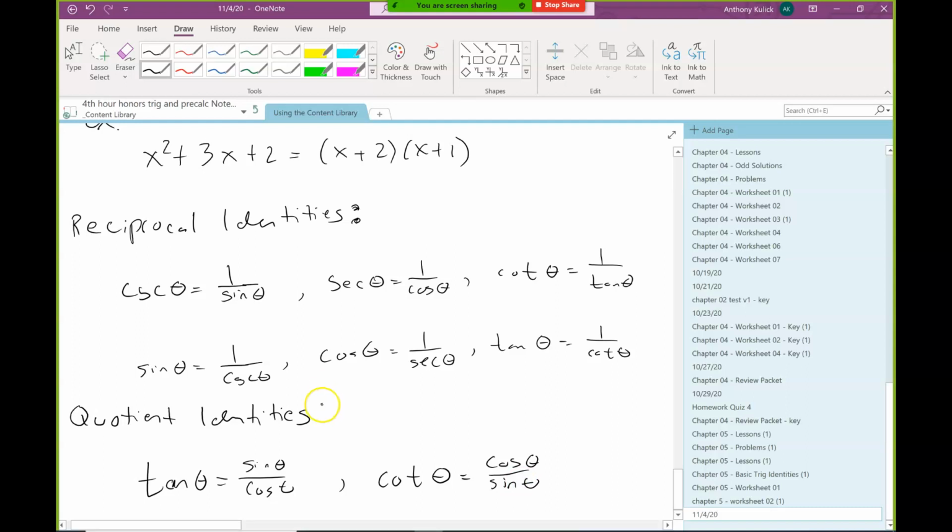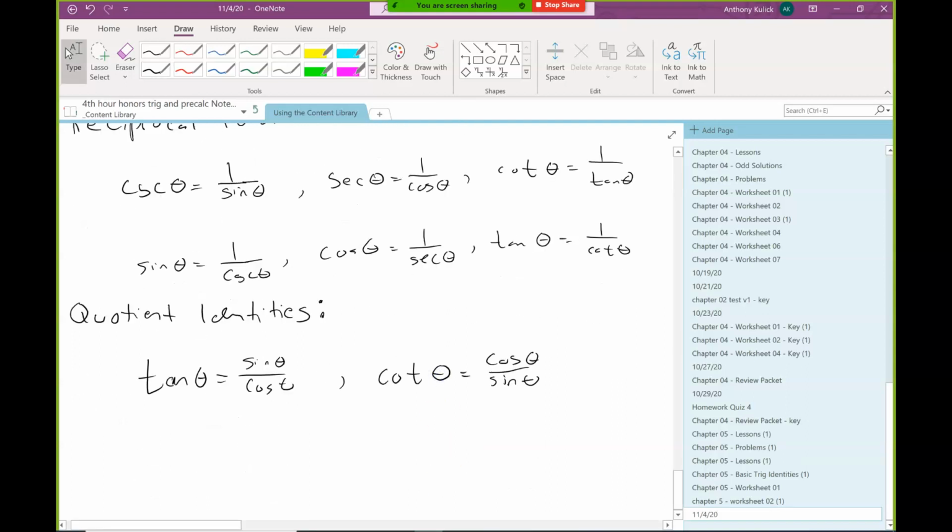The next ones are called the Pythagorean identities. These are new. Our first one is sine squared theta plus cosine squared theta is equal to 1. Well, that seems bizarre, Mr. Kulik. Why the heck would that be true? Let's prove it.